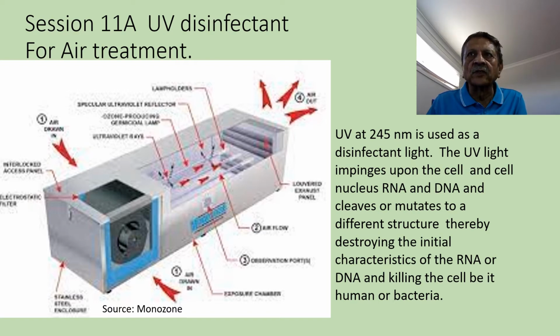UV at 245 or so nanometers is used for disinfectant light when it impinges upon the cell and the cell nucleus, RNA and DNA cleaves or mutates to different structure, thereby destroying the initial characteristics of the DNA and the killing of the bacteria or any cell.